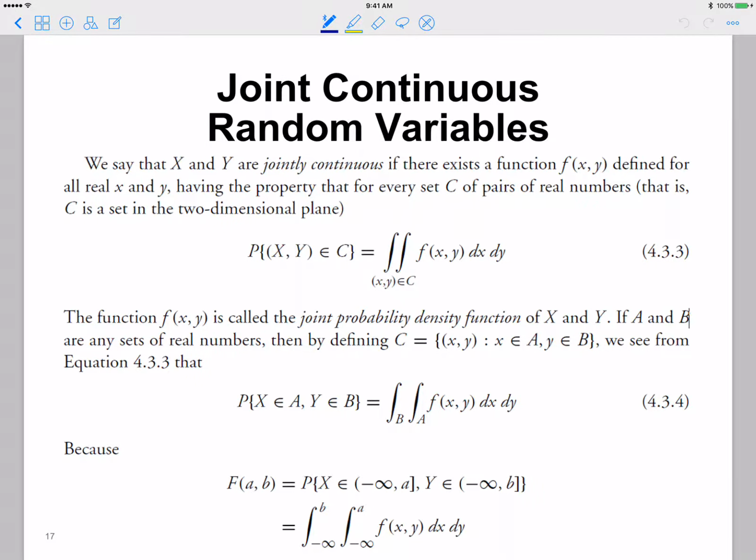In the case of a continuous random variable, we can easily extend what we learned in the previous discrete random variable case.